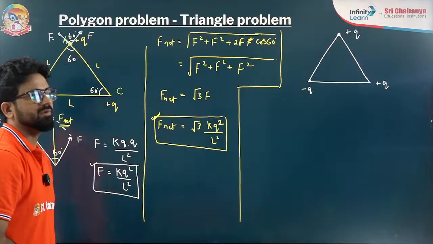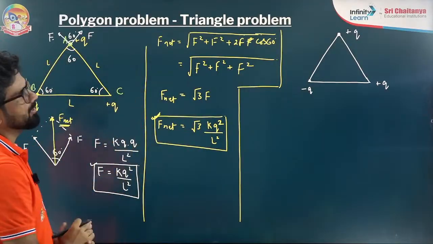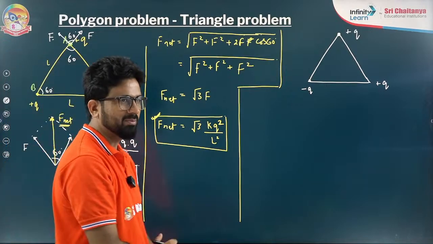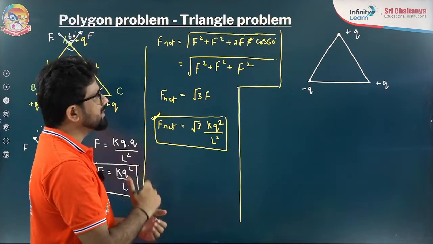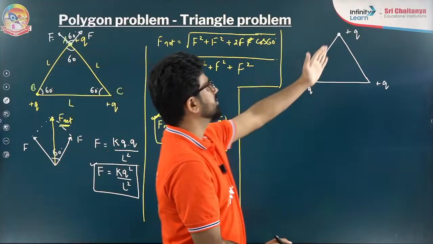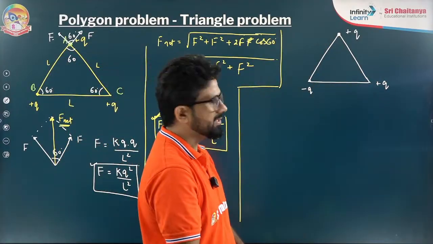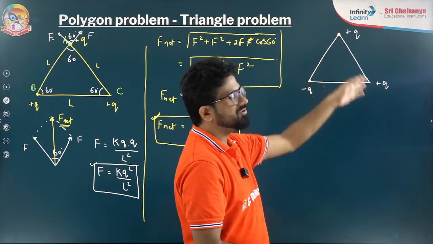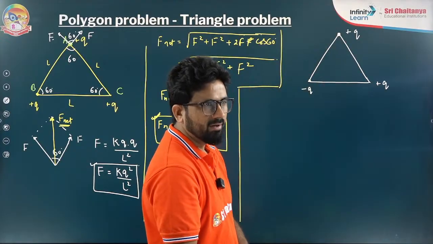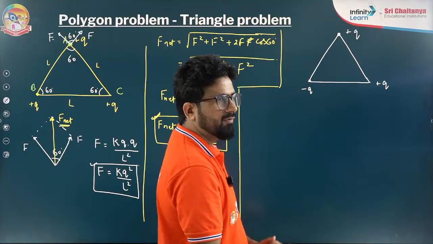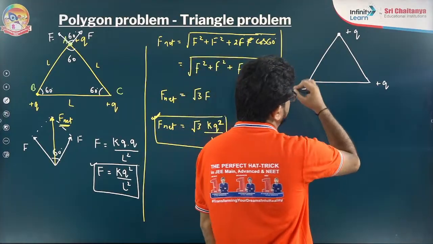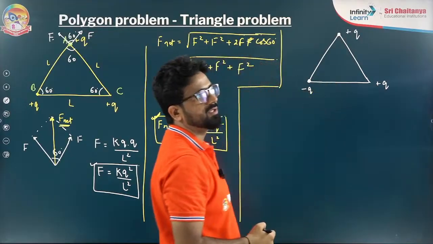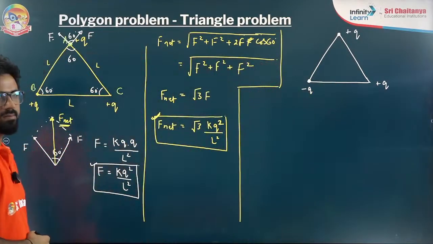Now come to the next question. I am just giving you a similar triangle problem. Please focus on this triangle problem. Now understand this question. This is a minus q, this is a plus q, this is plus q charges there. Now all are not positive or all are not negative, so you have to understand what is the force on this negative charge. Suppose this is a negative charge. Now the question is, what is the net force on this negative charge?